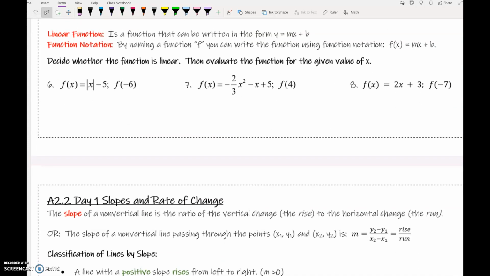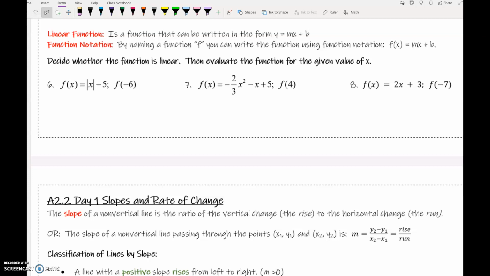And this brings back in function notation. F of x doesn't mean multiply f times x. It just means this thing is a function. It uses x. We're going to call it f. So f of x is just a label. It means the same thing as y equals.